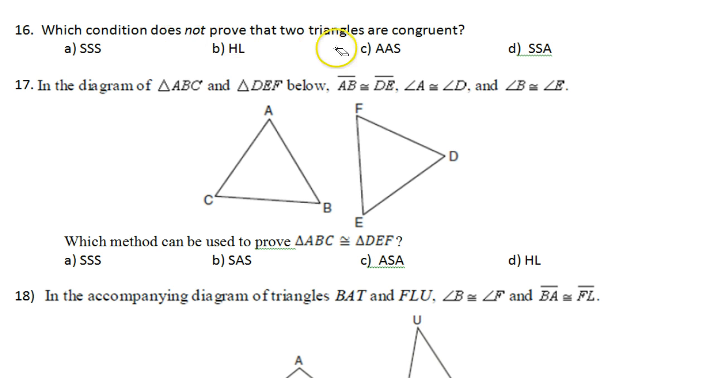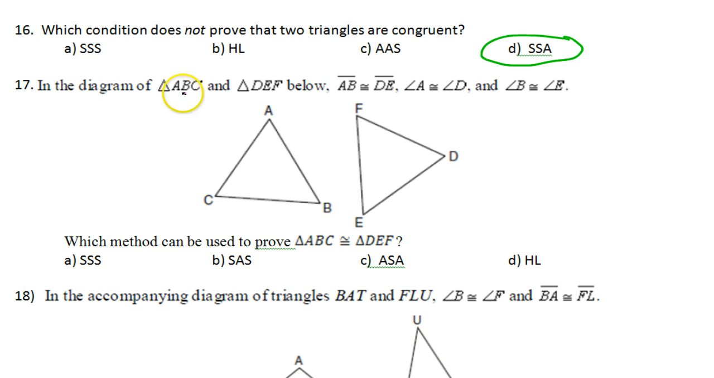Which condition does not prove that the two triangles are congruent? Well, that's going to be this one. There's no side-side-angle postulate. And it's a good thing, because what would happen if we wrote it backwards? That would make a bad word. Luckily, we don't have to worry about that.